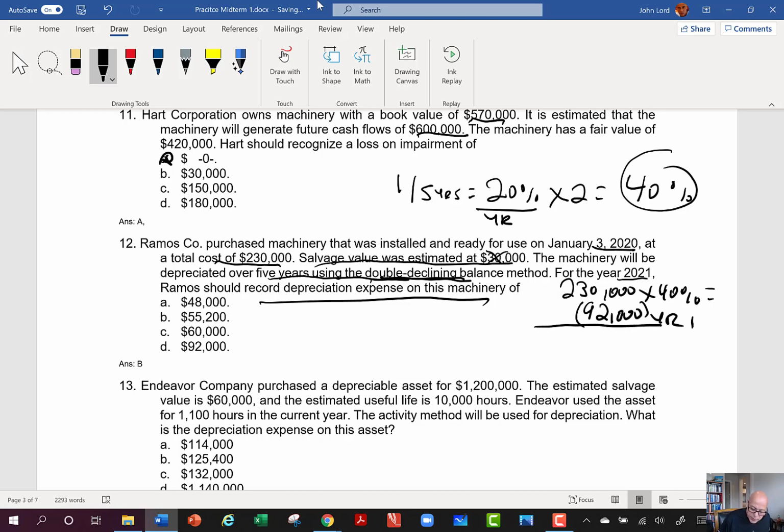I subtract that, the 2020 depreciation, from the beginning balance when they bought it of $230. That gives me $138,000. That now becomes the balance that carries forward for my year 2 declining balance depreciation. Again, I multiply that by 0.40. Year 2 is the year they're asking me for here. 2021 is the second year, and that gives me $55,200. Okay, not too tough. All right, good.